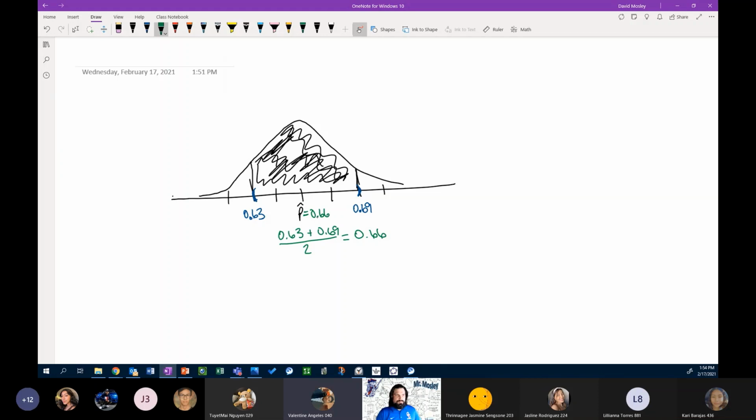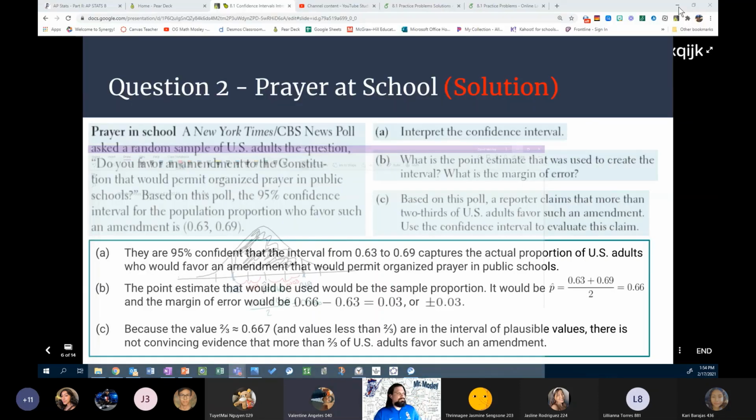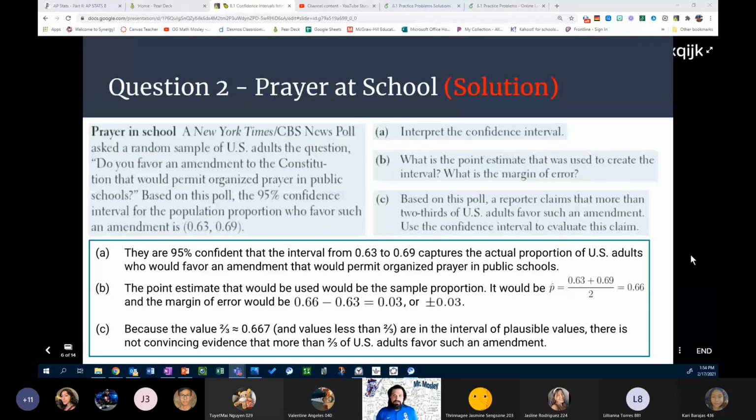Okay, thank you. And then the margin of error is what we've added on this side. We did plus 0.03, minus 0.03, and that's how we get that plus minus 0.03. I see. All right then. Thank you. You're welcome. All right, anything else I can clarify?